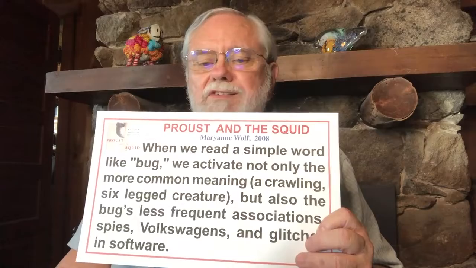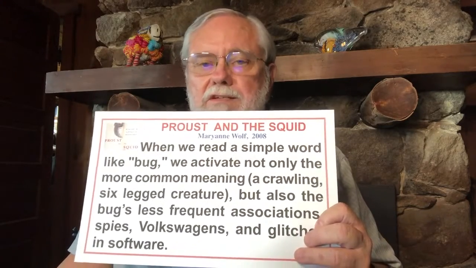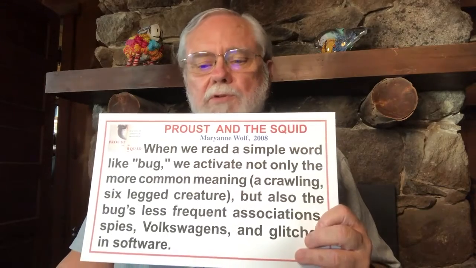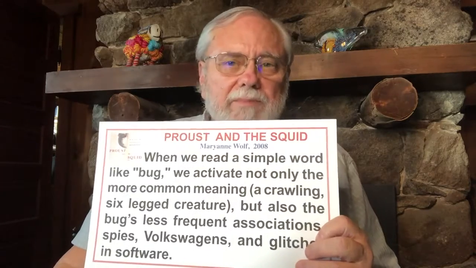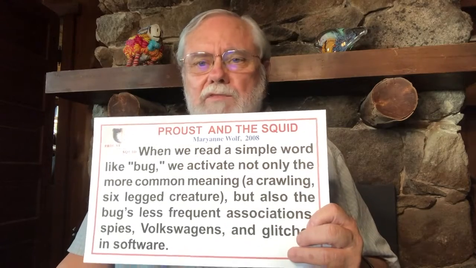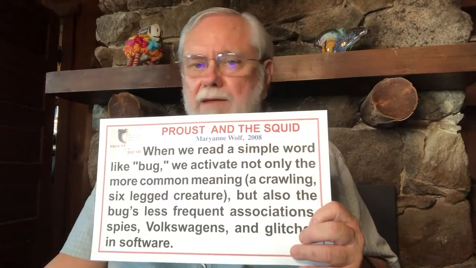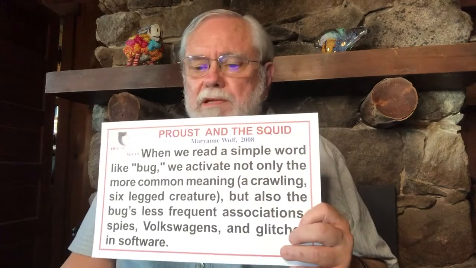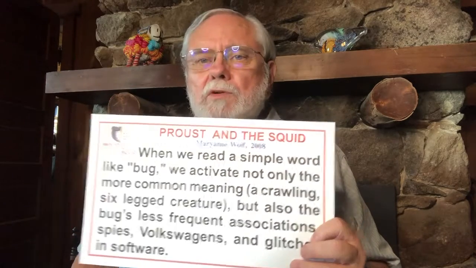She says, when we read a simple word like bug, we activate not only the more common meaning, a crawling six-legged creature, but also the bug's less frequent associations: spies, Volkswagens, glitches in software. Or if you say my brother's bugging me, he's probably not putting insects on you, he's bothering you. If you say I have a bug in my telephone, it's probably a listening device, not an insect. Or if you say I came to school in a bug today, it's probably a Volkswagen. So there are many different meanings, and if children don't know those meanings, it's going to affect their comprehension. And many of those meanings come to us through literature.